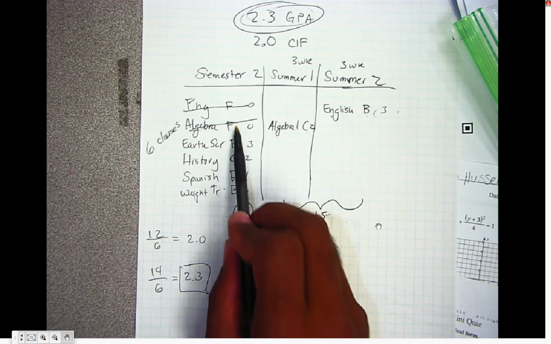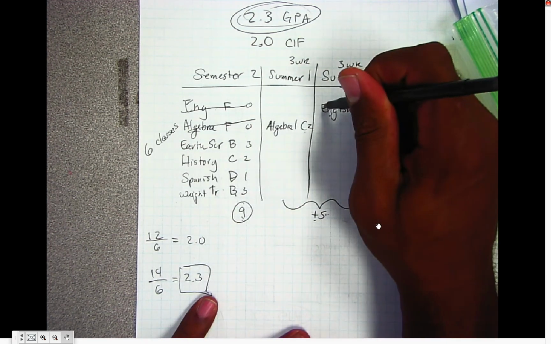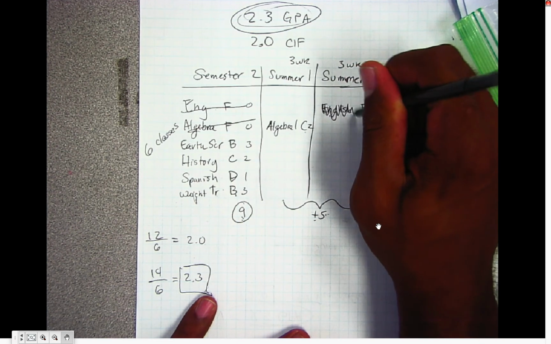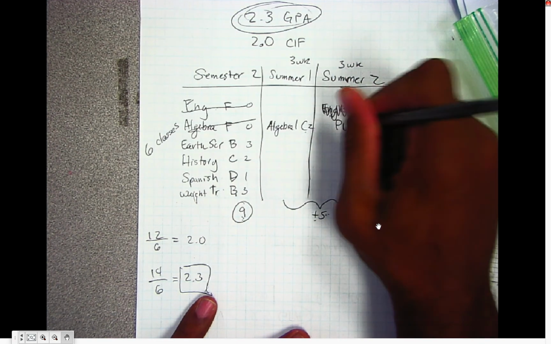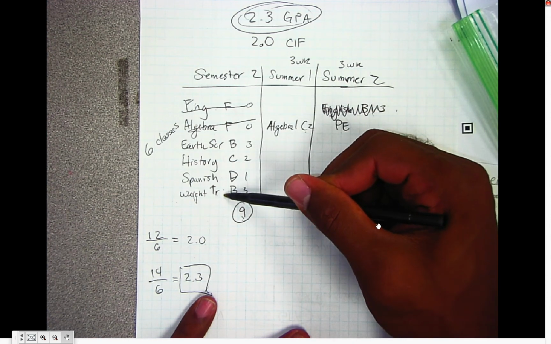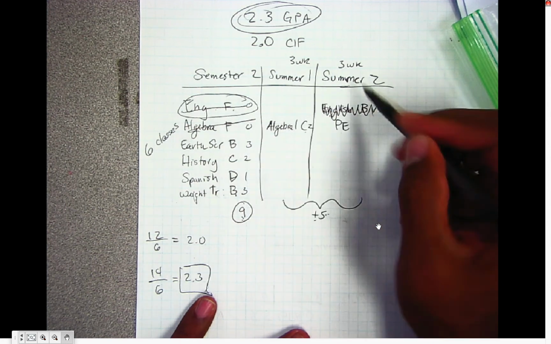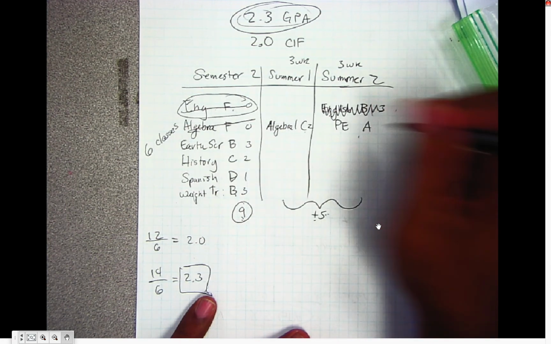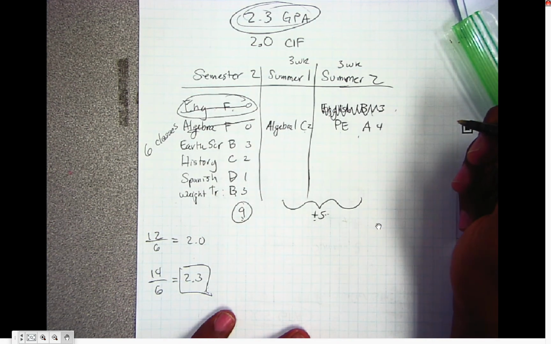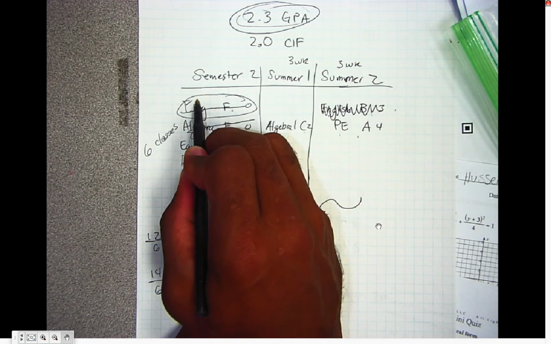Now, the only thing that's different, let's say I do the same situation, but instead of retaking this English class, I decide to do PE. Now, I didn't take PE during the school year. So it will not replace this F. So that F will still count. Okay. So now let's say I get an A in PE, right? That's 4 points.